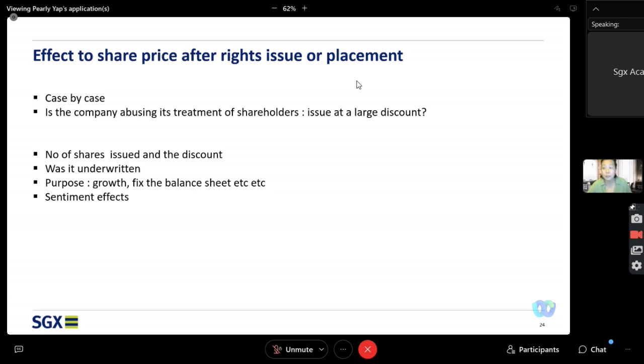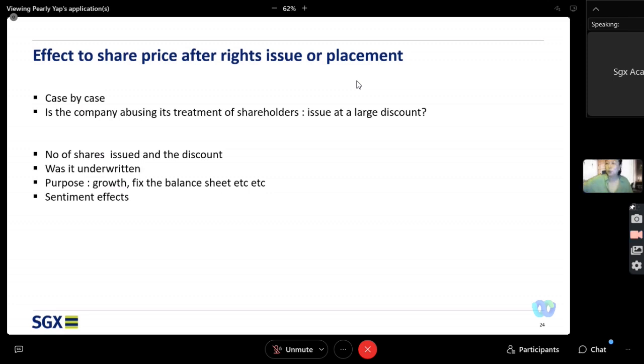Was it underwritten? Now, this word underwritten, sometimes you can see in the circular, underwritten by DBS. What does it mean, underwritten? It means that if no one wants to take up the placement, not enough people want to buy the shares, it is underwritten by the banker or by a big sponsor. They say, okay, I take all.